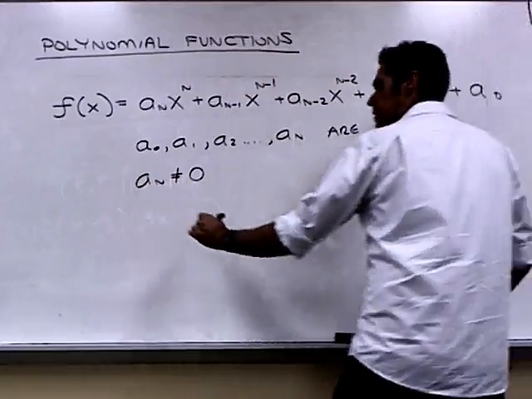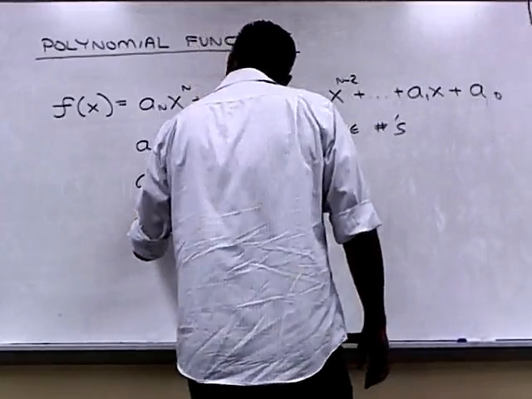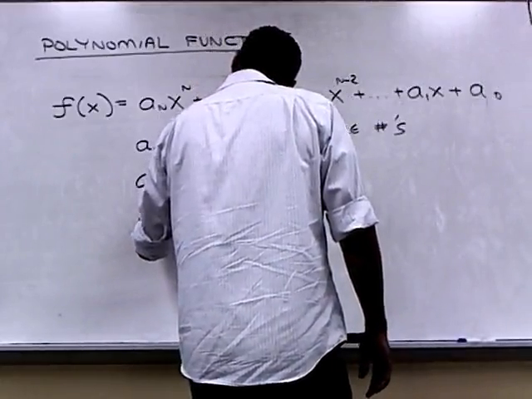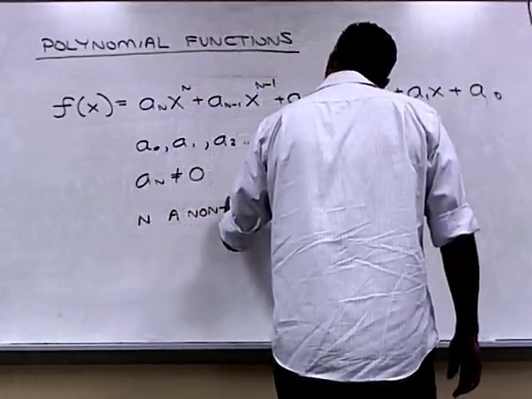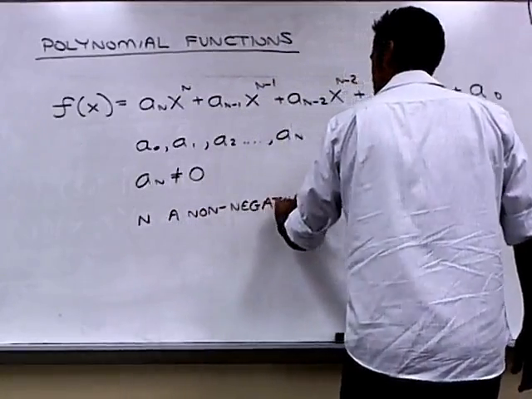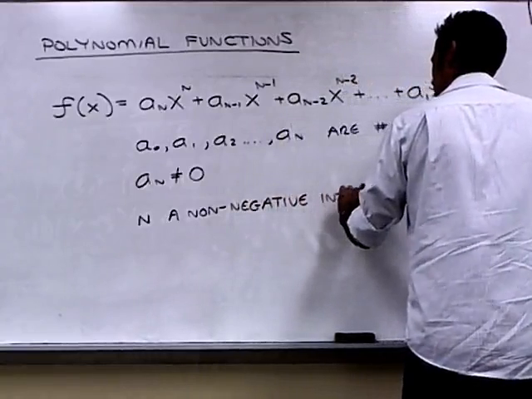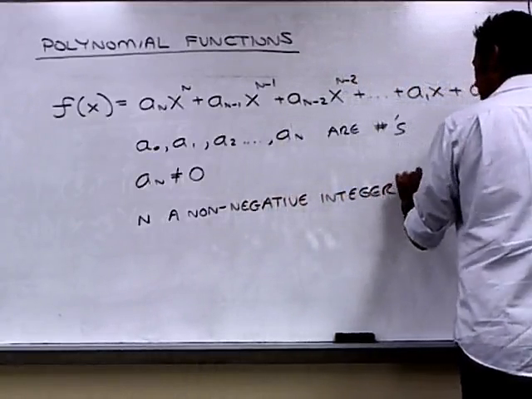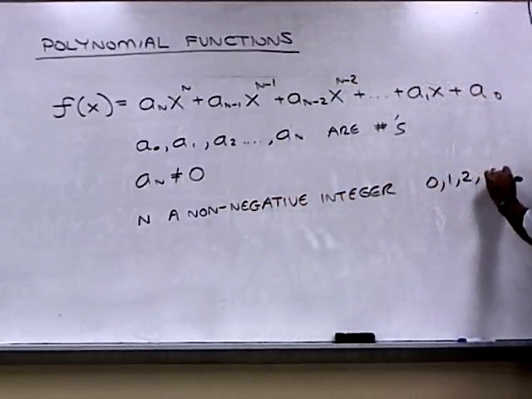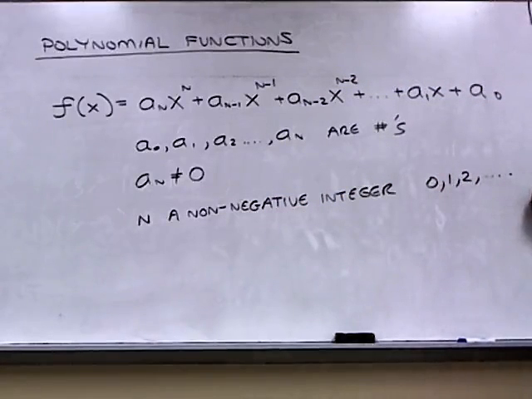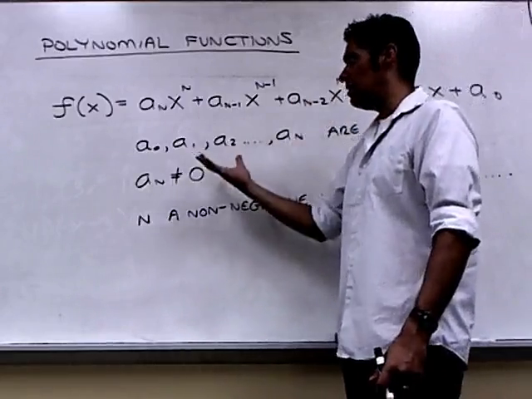And one more thing, n is a non-negative integer, which means that it's either 0, 1, 2, any positive integer, or 0. That's the way the book defines a polynomial function. All college algebra books will define a polynomial function in this manner.